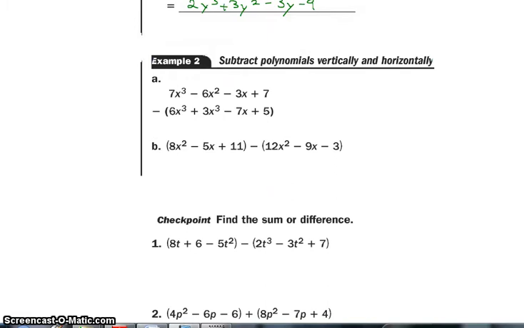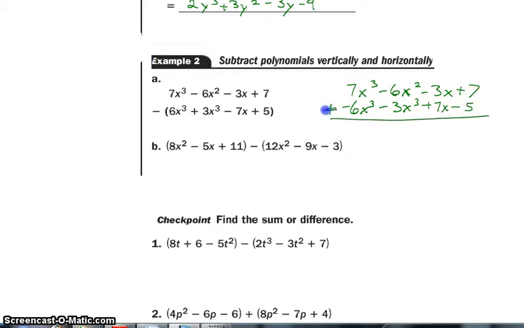Now let's take a look at some subtraction problems. Now, personally, I like to make sure I distribute my negative to make sure that I don't forget anything. So I'm just going to rewrite this one off on the side. So I have 7x cubed minus 6x squared minus 3x plus 7, and then minus 6x cubed minus 3x cubed plus 7x minus 5. So I just changed the signs of all my numbers, so now I can just add comfortably, making sure that I know I'm not going to miss anything.